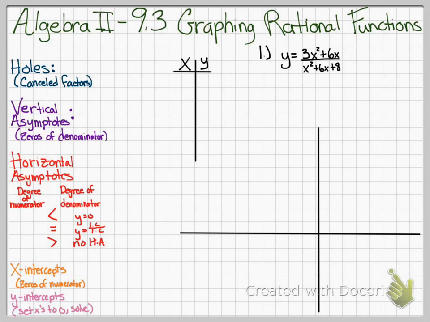Then we look for any horizontal asymptotes. And remember, for those, we look at the degree of the numerator versus the degree of the denominator. If the degree of the numerator is less than the denominator, then we get a horizontal asymptote of y equals 0. If the degrees are equal, we get one where y is equal to the leading coefficient of the numerator divided by the leading coefficient of the denominator. And if the degree of the numerator is greater than that of the denominator, then we don't have a horizontal asymptote. Although there is something else that we can figure out about the graph, knowing that.